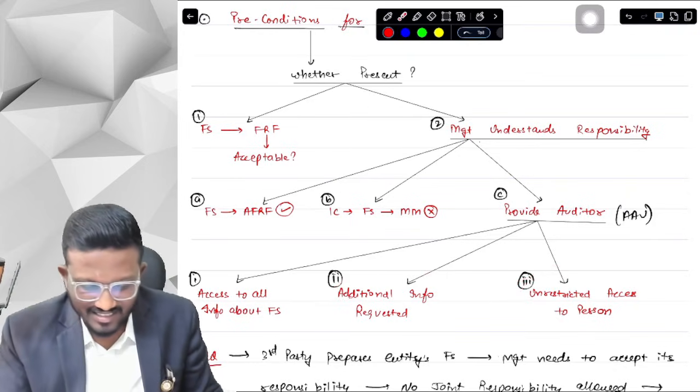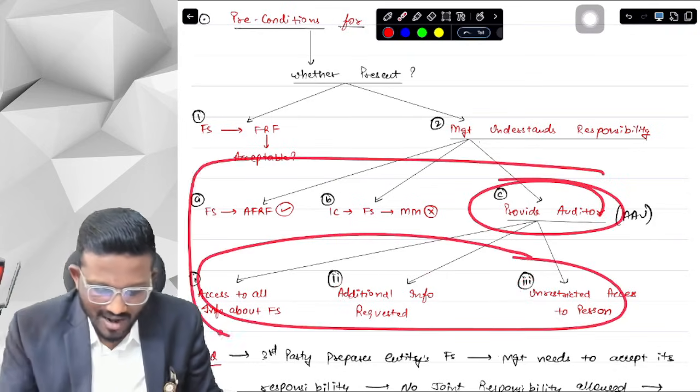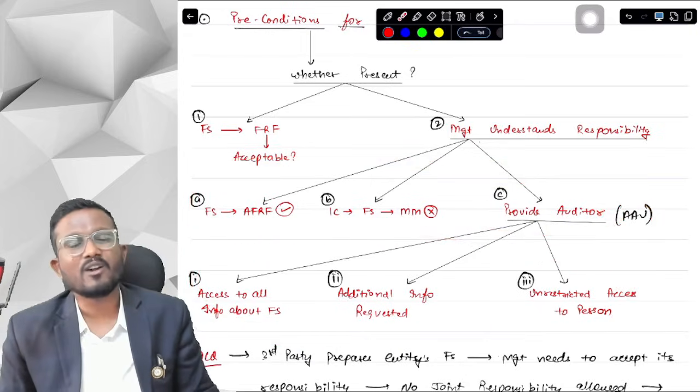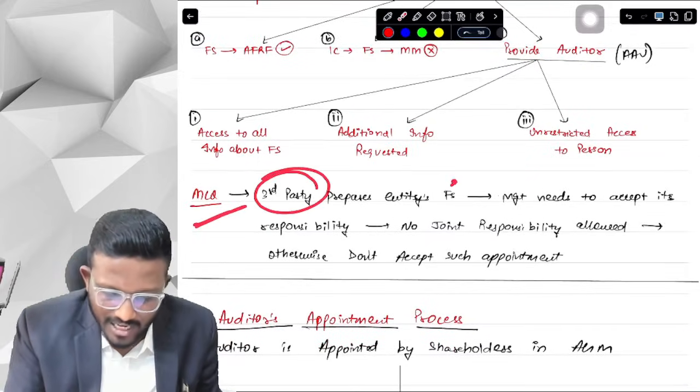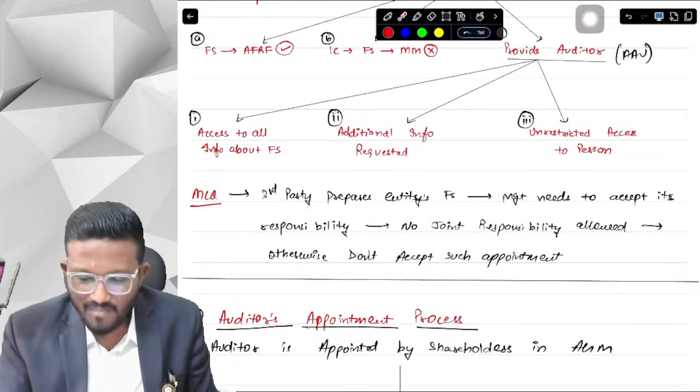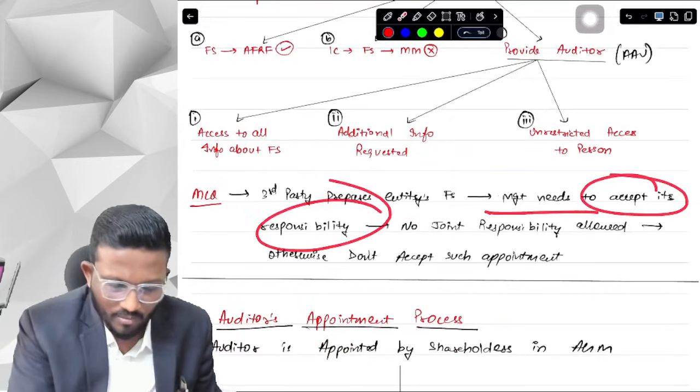Okay, yes sir, these three things need to be provided to the auditor, and these are the management's responsibilities that we need to acknowledge. Now there is an MCQ that there is a third party which prepares the entity's financial statements, and management needs to accept its responsibility for preparation of financial statements.